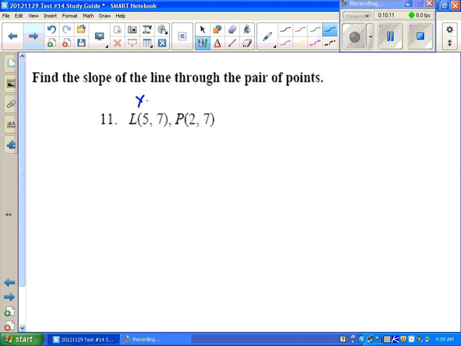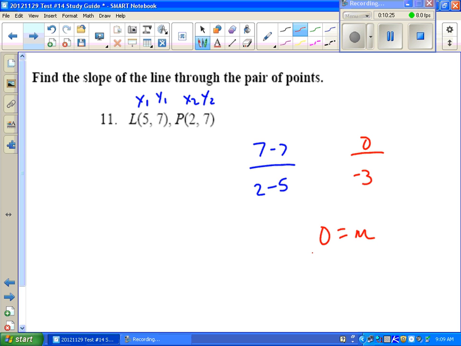Same slope formula, x sub 1, y sub 1, x sub 2, y sub 2: 7 minus 7 over 2 minus 5. 7 minus 7 is going to give you 0 over negative 3. 0 divided by anything is 0. Remember, a 0 at the bottom of the fraction would be undefined, but at the top, that's okay. It's 0.